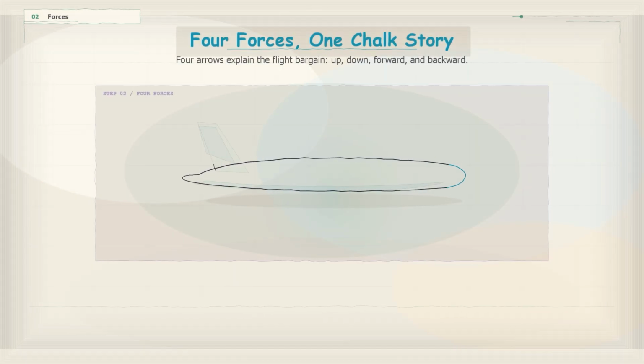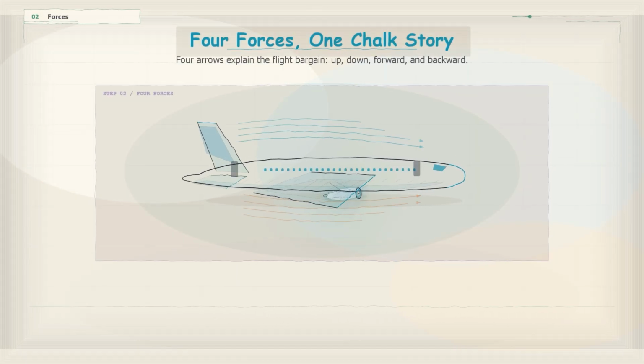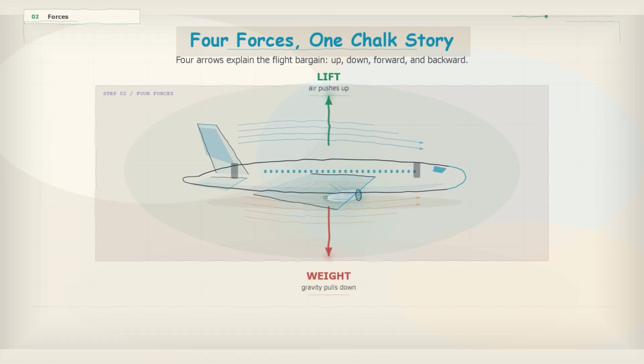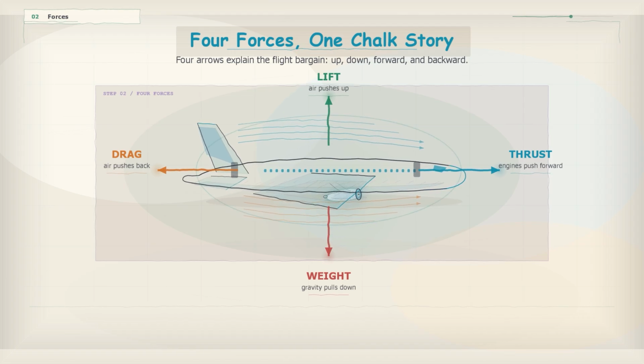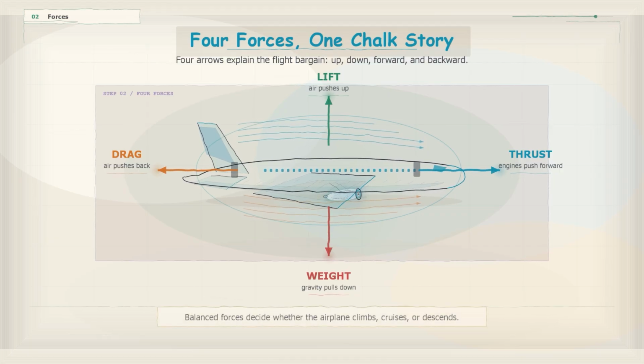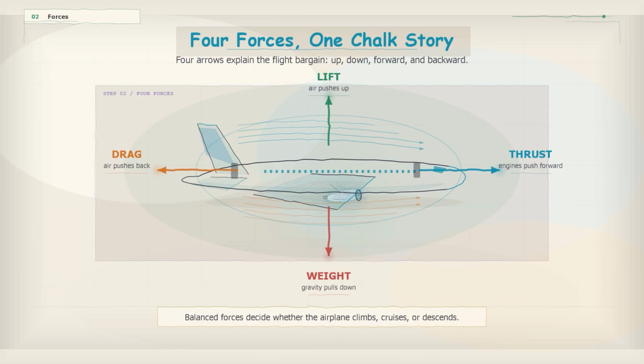Start with the whole airplane negotiating with the air. Lift pulls upward. Weight pulls downward. Thrust pushes the airplane forward. Drag pulls backward against the motion. When the forces balance, the airplane can climb, cruise, or descend smoothly. So the real question is, where does lift actually come from?